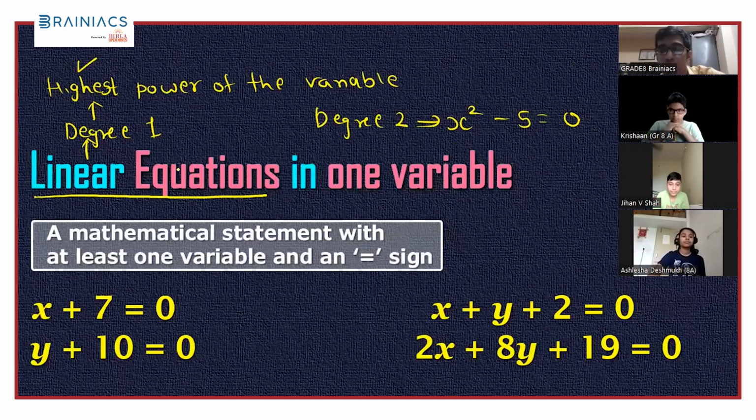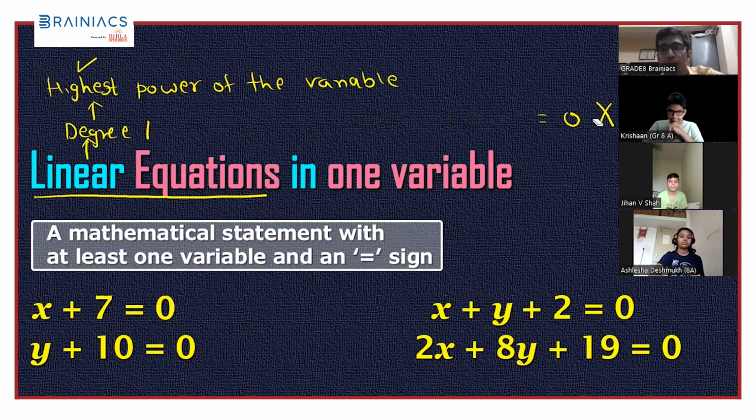But for an equation to be linear, degree should be 1. So this is not a linear equation. Everybody understood? This is not a linear equation because degree is 2. Everybody clear? Did everyone understand how to find the degree? Okay. Now we have 4 equations in front of your screen.